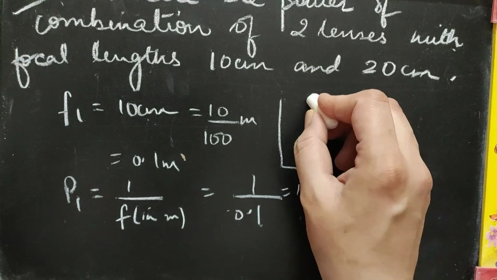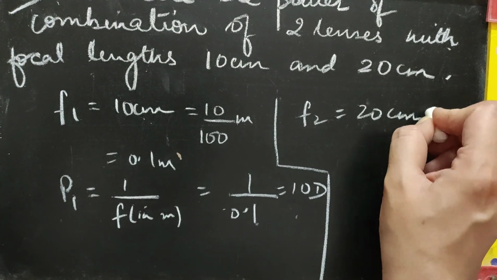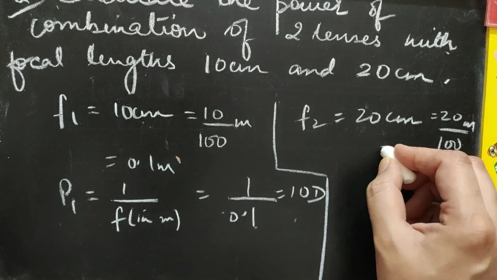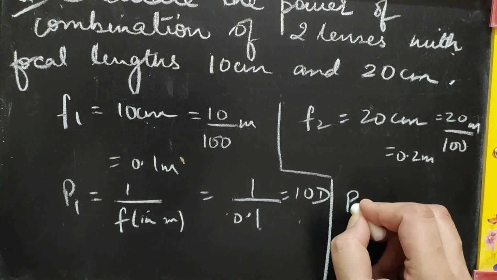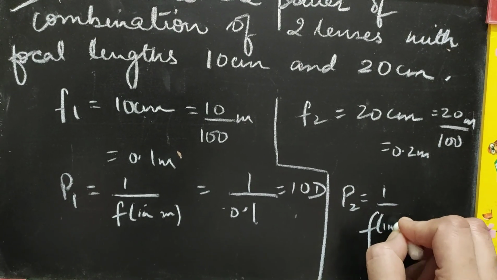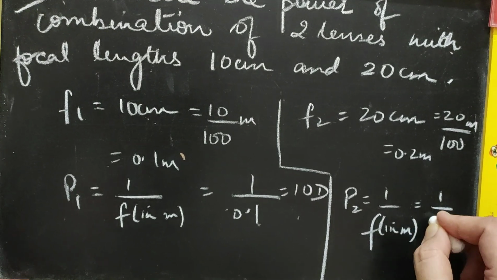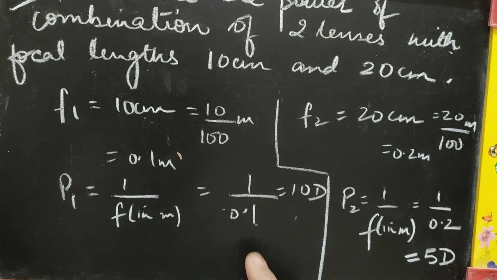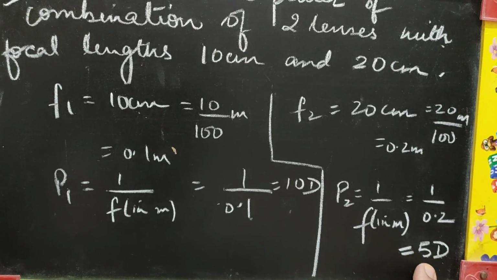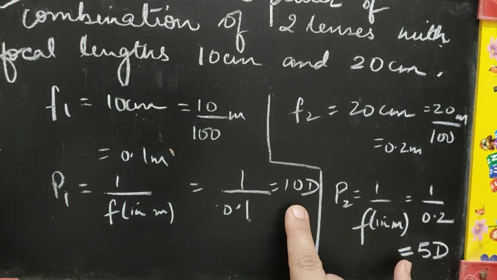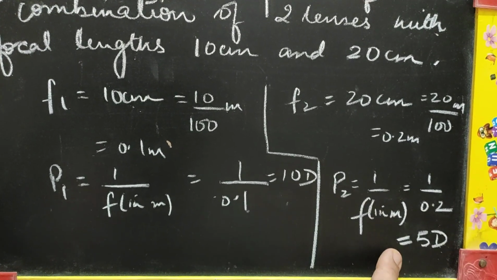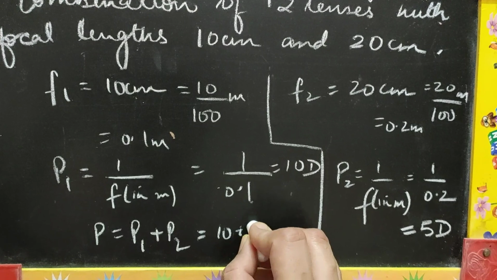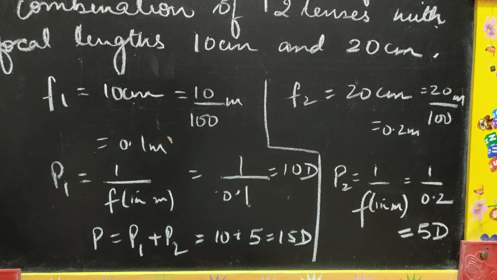Similar steps will be followed for calculating the power of the second lens. Focal length is 20 cm, which would be 20 by 100 meters, or 0.2 meters. Now power of this lens would be 1 upon focal length in meters, that means 1 upon 0.2, or I can write it as 5 diopters. So one lens is having 10 diopter, the other one is having power 5 diopter. The combination will have the sum of these two. So that will be 10 plus 5, or 15 diopters. The power of the combination is the algebraic sum of the individual powers. So that will be 15 diopters.